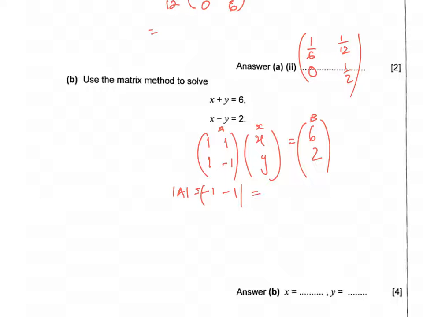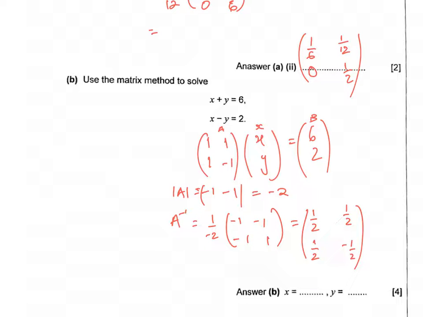Okay, and that gives me negative 2. So the inverse of A is going to be now 1 over negative 2. We multiply, swap this, becomes that, change the signs of this, becomes negative 1, and that is 1. Okay, and then this will give me what? This will give me a half. This is also a half, this is also a half, and this is negative a half.